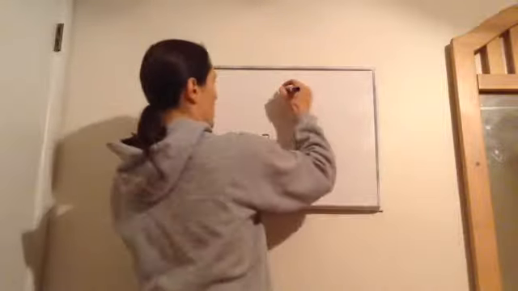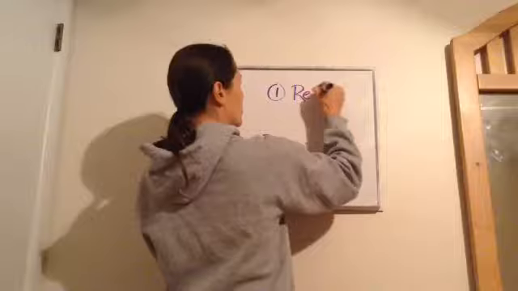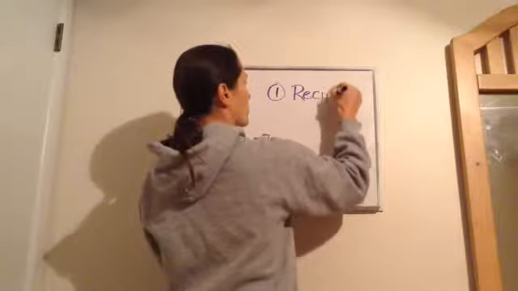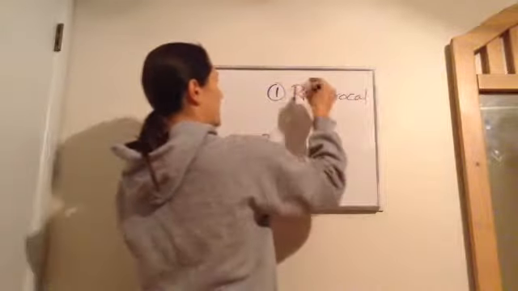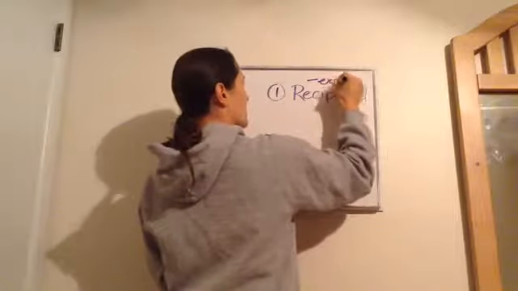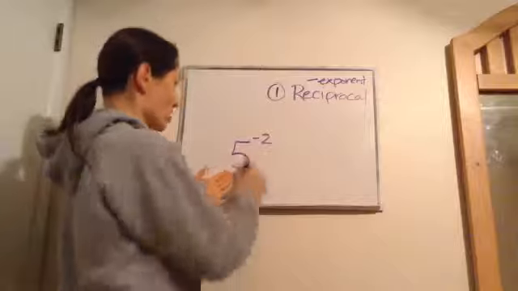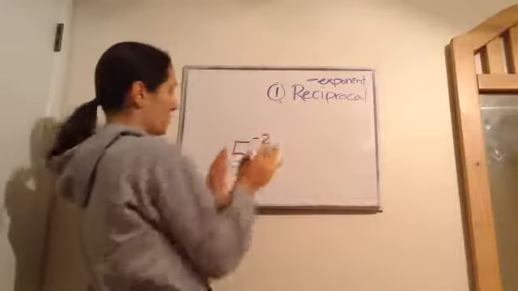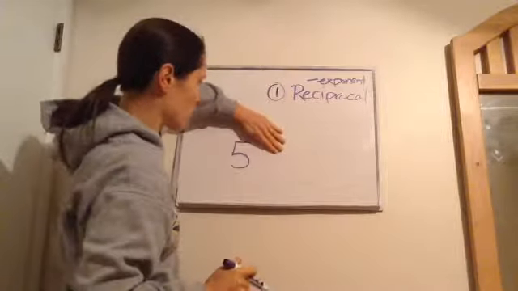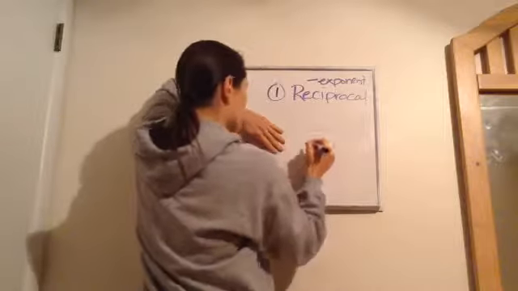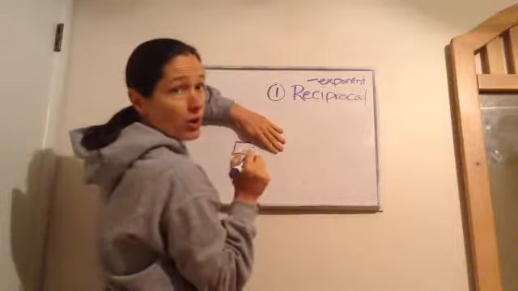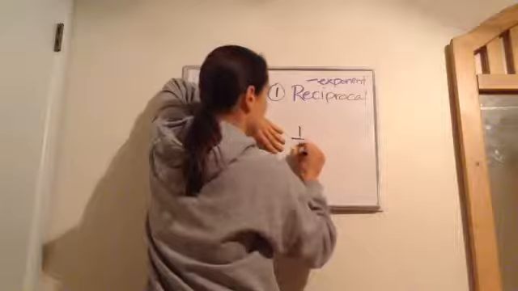First thing you're going to do is make it into its reciprocal. If there is a negative exponent, you are going to first of all make it into its reciprocal. So don't pay attention to the negative 2. What is the reciprocal of 5? Negative 5? No, reciprocal. 1 over 5.